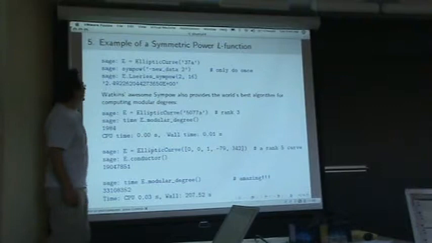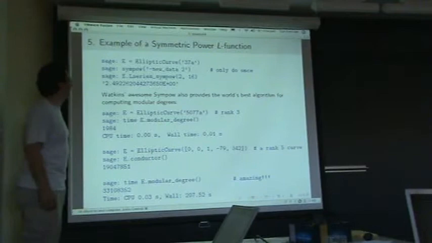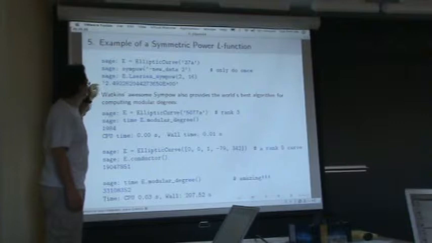From a programming point of view, this data would have to be stored once for each user. That's a little annoying, because you can't assume that you can write to the Sage group directory. In any case, here's an example of computing the second symmetric power to 16 digits of precision. So I think that's a special value of 1.